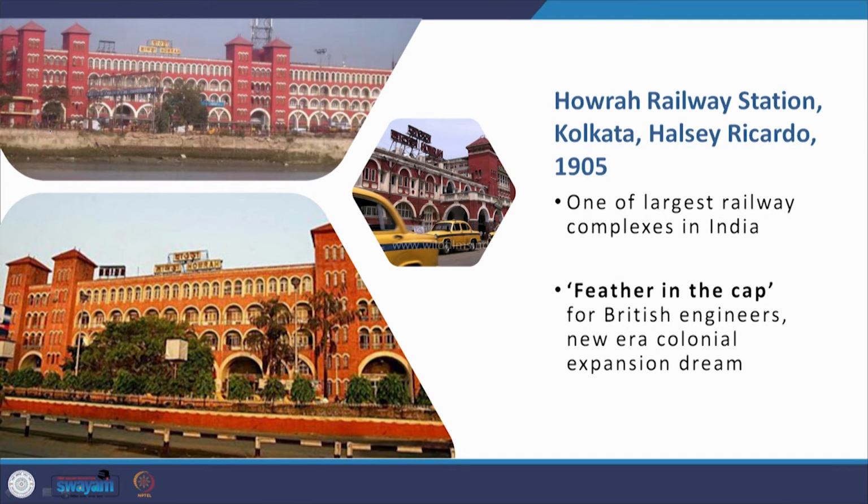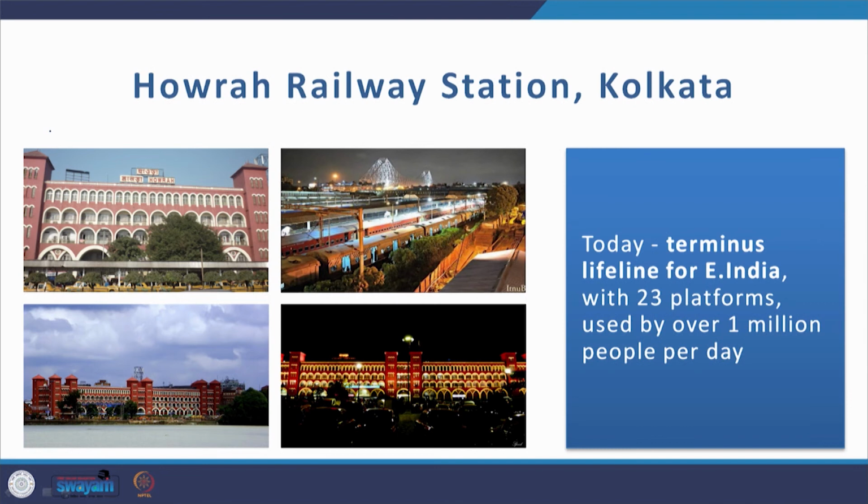And then just beyond is the Howrah railway station, which was designed by Jose Ricardo in 1905. It is one of the largest railway complexes in India, which was a feather in the cap for British engineers and the new era colonial expansionist dream that they had. This today is a terminus which is the lifeline of East India, and it has got 23 platforms, which is used by over 1 million people every day. So this is the story of Indo-Saracenic architecture in India and the revival of colonial architecture.